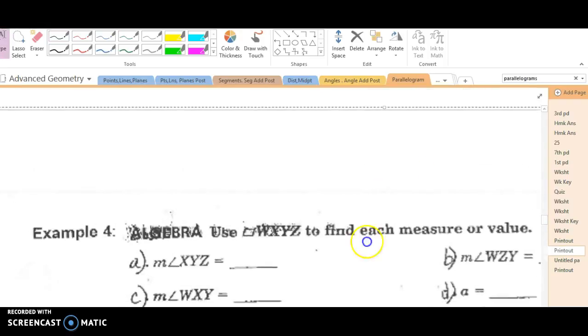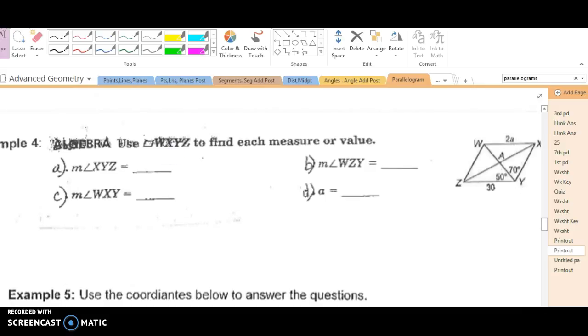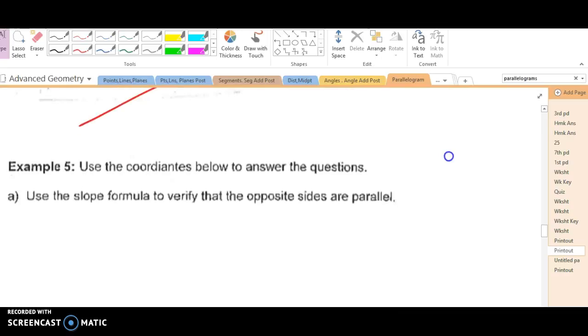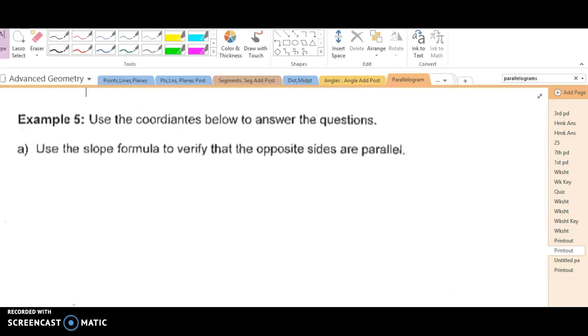Alright, we're going to actually skip example 4. I think you guys have the hang of the angles, so let's skip that one and go on to the last thing, a little bit of coordinate geometry. It says to use the slope formula to verify that the opposite sides are indeed parallel. You might remember the slope formula is y2 minus y1 over x2 minus x1, and the idea is to show that if they're parallel, they must have the same slope.